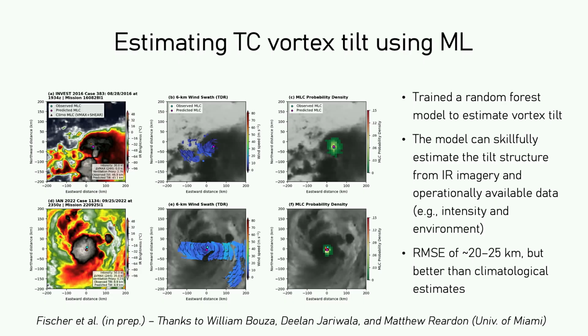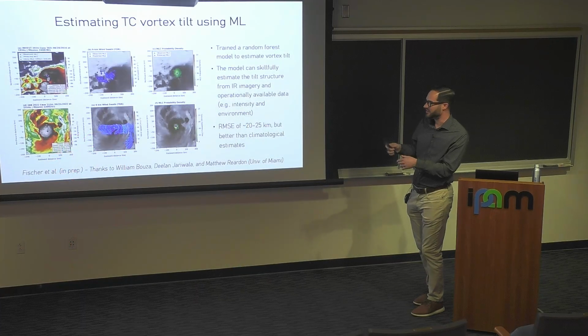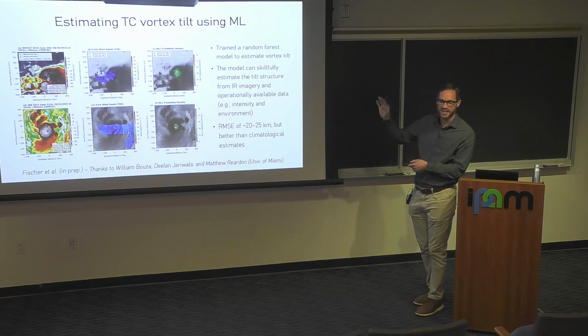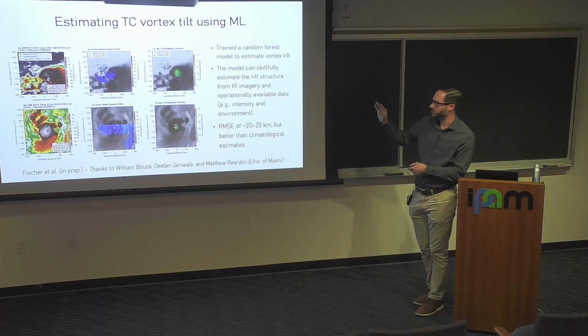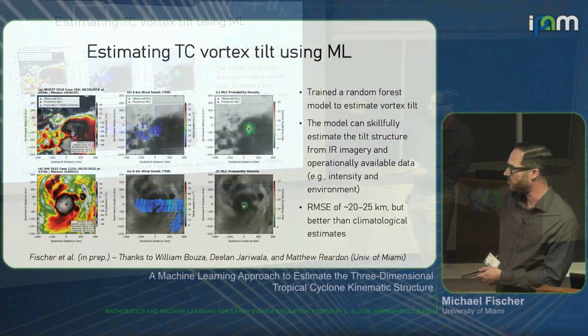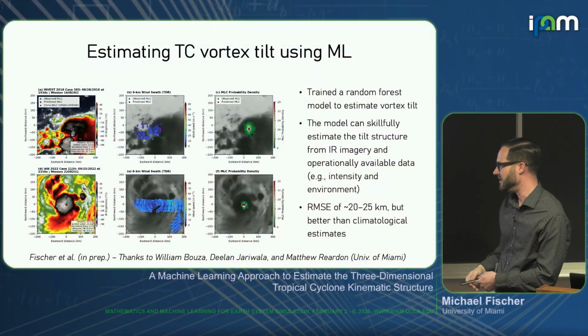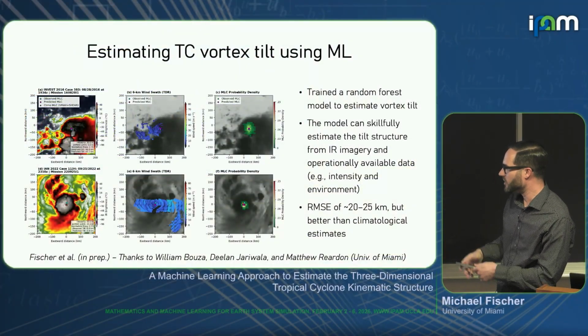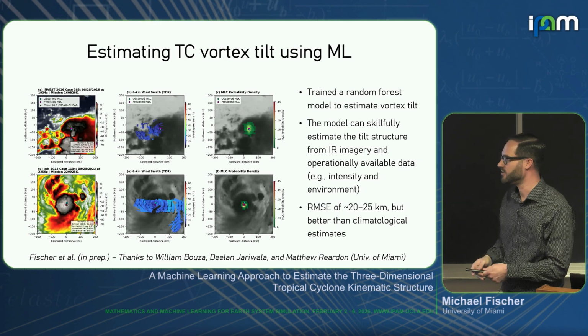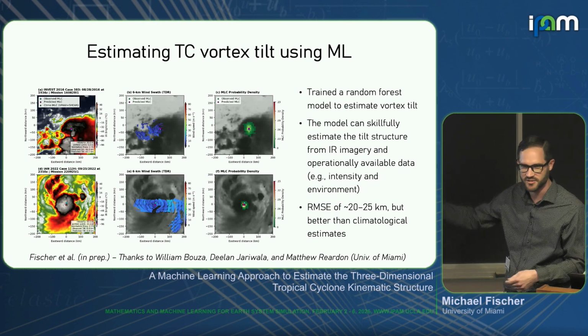And the right column shows you the machine learning estimate. The observed mid-level center is kind of tough to see here. The observed mid-level center is shown in the cyan marker, and the machine learning prediction is shown in the magenta marker. You can see that there's overlap in the top right; in the bottom, there's some displacement. But you can also create these probabilistic estimates in the random forest framework, and that's what's shown in that green to red scale shading there.